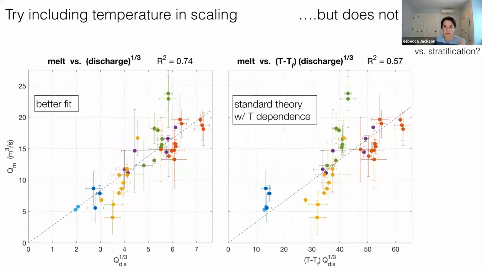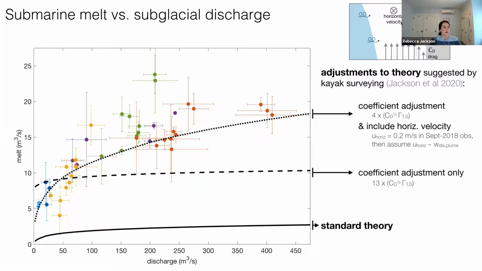I'm going to skip this and just end with this slide here where, as I've shown before, the observations are significantly higher than we expect from standard theory. But what I want to add here are some of those adjustments that were proposed based on the kayak surveying. So the dashed line here is, if you adjusted the coefficients in the melt parameterization to match the kayak observations, and you only adjusted the coefficients, you end up with a relatively weak dependence on discharge.